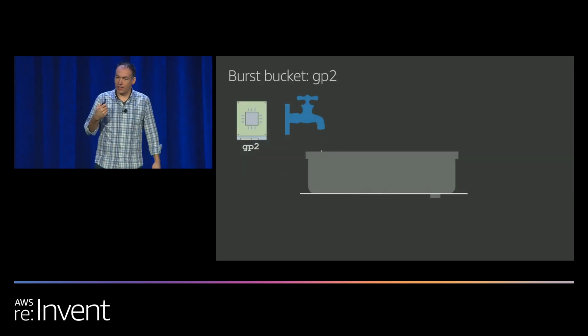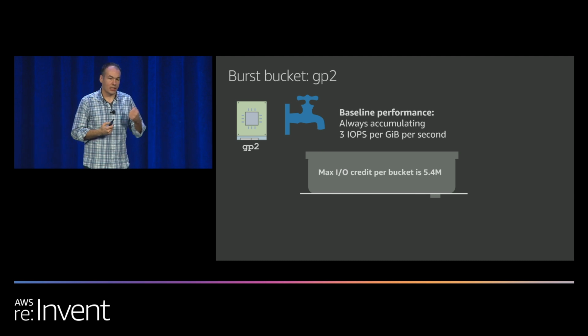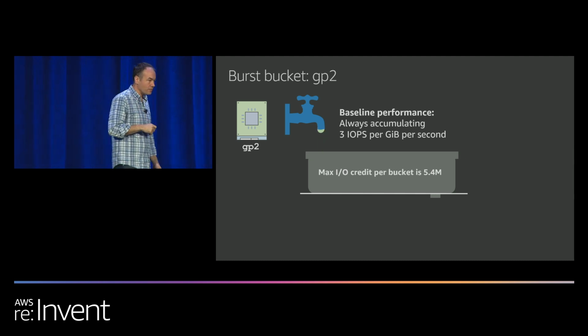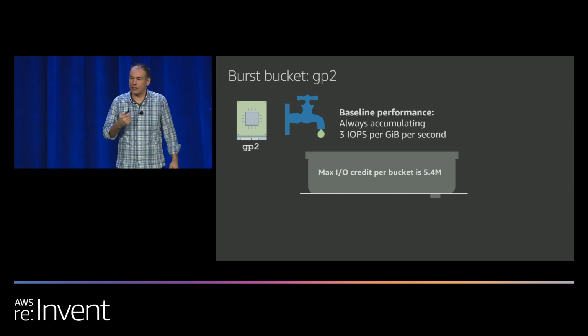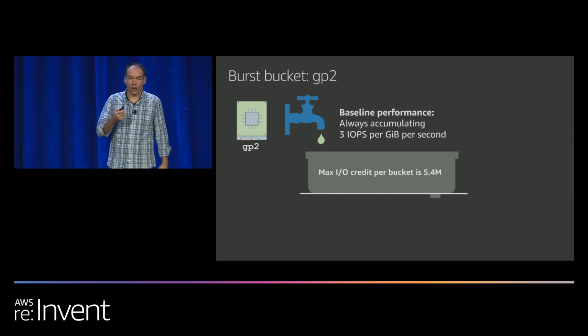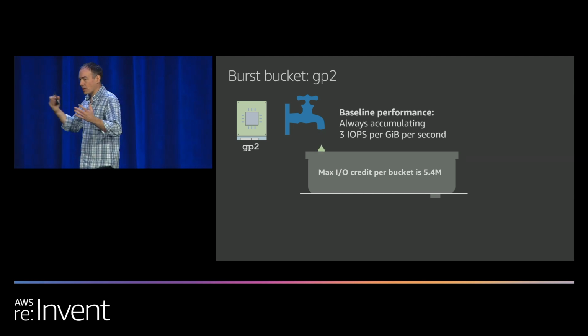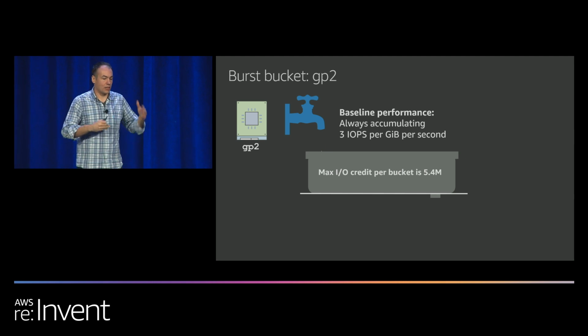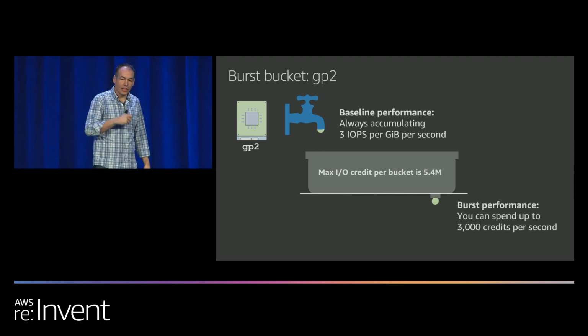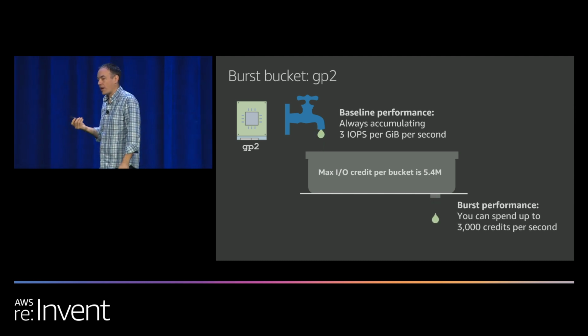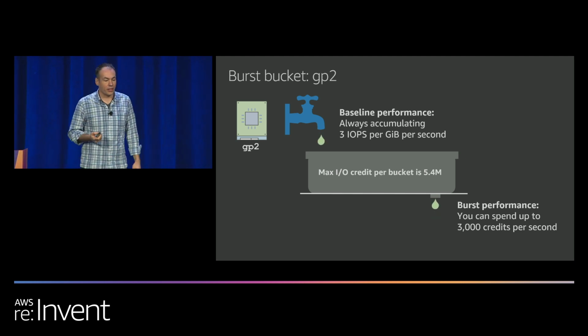So we talk about burst. I'm going to give you a little bit of an intro to how it works, because a couple of our products do have this notion of burst. And so on GP2, you have a baseline performance, and that's your 3 IOPS per gigabyte. That's always accumulating every second of every day that your volume is provisioned. We fill up a bucket, and when that bucket gets up to 5.4 million credits, you can't accumulate anymore. Everything just kind of spills over. And then as you're reading or writing to that volume, you can spend those credits at 3,000 per second. And so that's how the burst works.